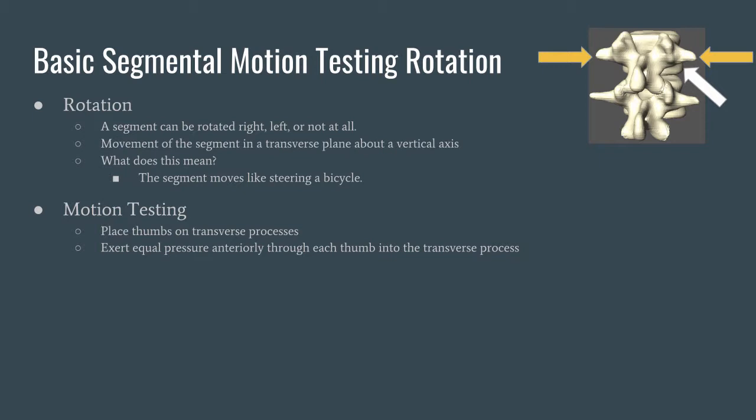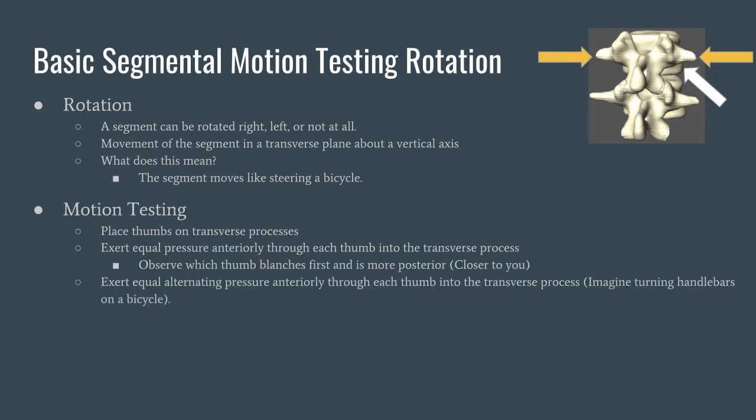Whichever thumb blanches and is more posterior is the side the segment is rotated towards. Let's say a segment is rotated right. Which thumb will blanch first and be more posterior? The right thumb, because the right transverse process will be closer to you, more posterior. Remember, when you turn a bicycle to the right, the right handlebar is closer to you, so when you push your thumbs through the soft tissue, your right thumb is going to run into the process first, as the left thumb will have to travel further before it hits its process.